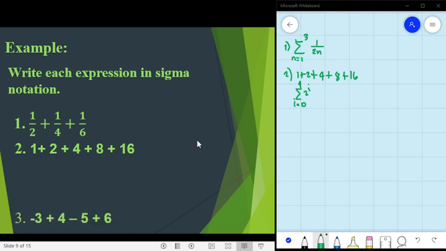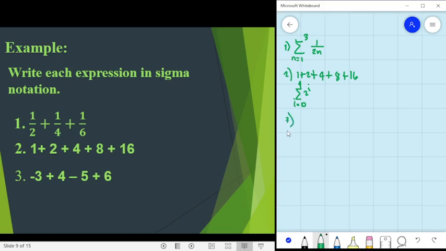Okay. Next one, number 3, we have negative 3, 4, negative 5, 6. So the sign changes: negative, then positive, which means it is multiplying by negative 1 each time. The numbers are consecutive, so n starts from 3, and each is multiplied by negative 1.